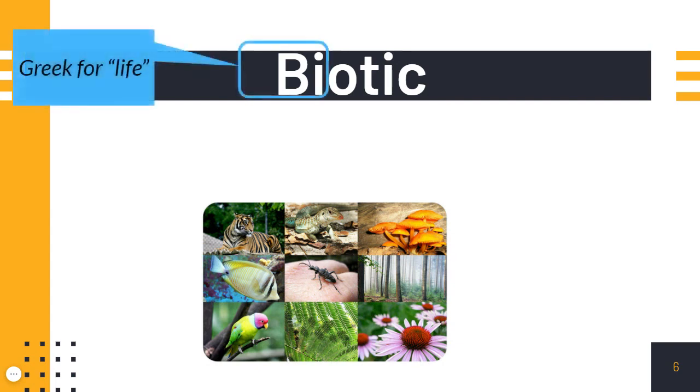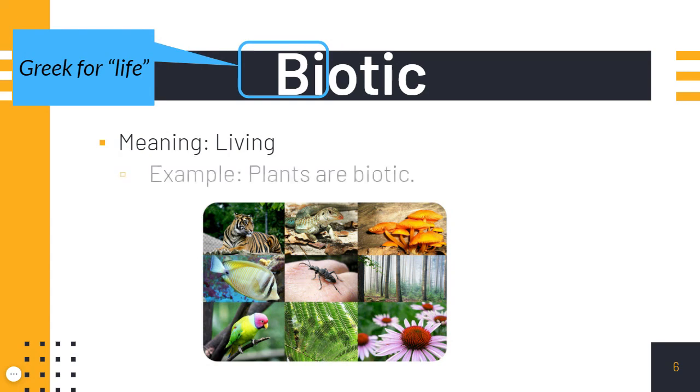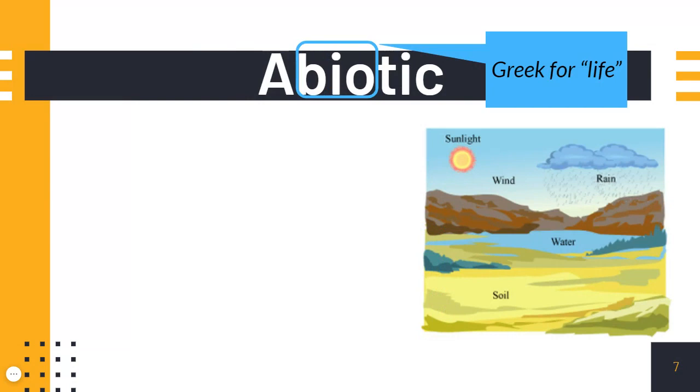Biotic is Greek for life. The meaning is living. An example are plants, animals, fungi. So in your notebook, write down the word biotic, the term, the meaning, living, and sketch an example. I'm not going to judge you on your drawings. Wait, I'm the world's worst drawer. Wait till you see me.